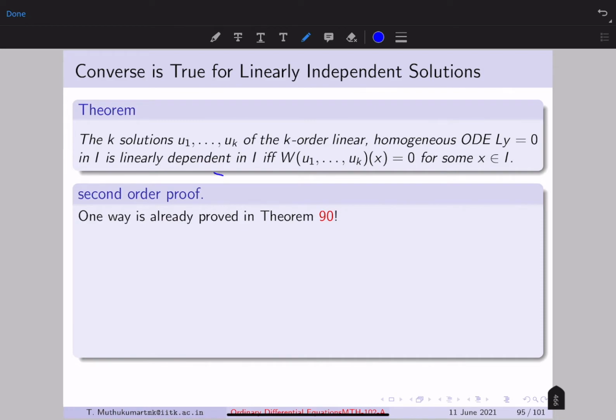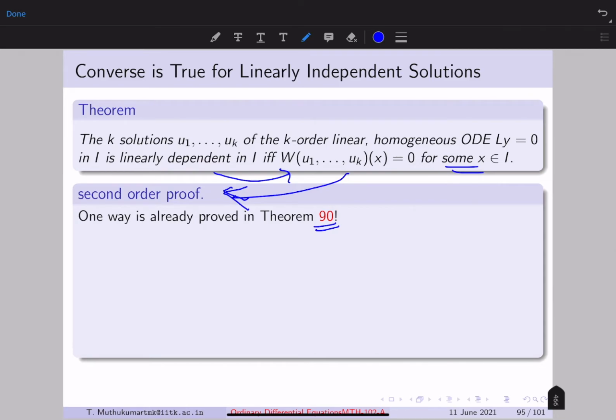So this implication, as we said, we have already proved in the previous theorem, which is theorem 90. We don't see the numbers, but that is theorem 90. So this implication is true from the previous theorem which we showed, and that was true for all x. We need to prove the converse statement, this direction.